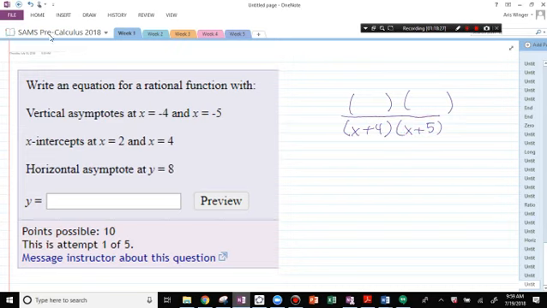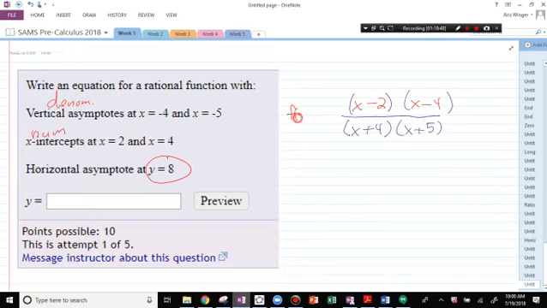Vertical asymptote, so the street version is that the vertical asymptotes are about the denominator. The x-intercepts are about the numerator, right? X minus 2, x minus 4. They didn't give me a point. They told me that y equals 8 needs to be the long run thing.